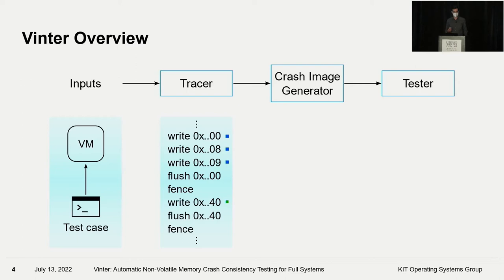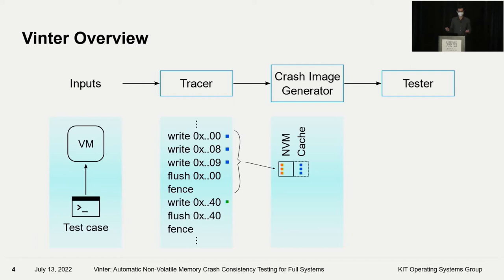Once tracing has finished, we have a trace file, which is the input for the crash image generator. The crash image generator replays the trace step by step, and reproduces the non-volatile memory as well as cache contents. So with non-volatile memory contents, we always mean everything that is fully persisted at that point in the trace, because it has already been flushed out of the caches. And cache contents are everything that might be lost if the system crashes at that point. So in this example, we have three blue writes, and these, of course, would first be in the volatile caches and might be lost.